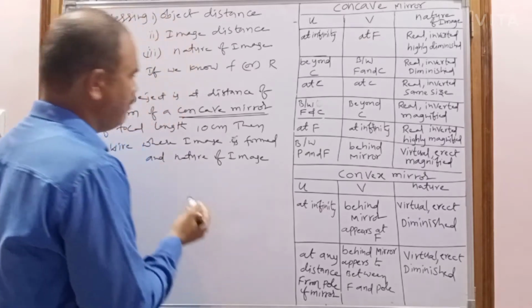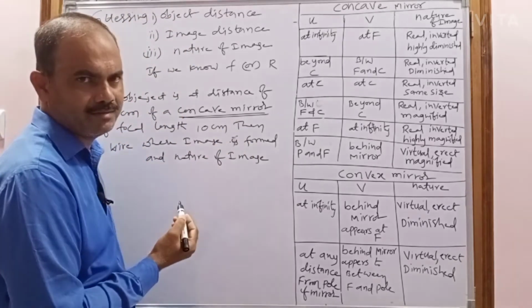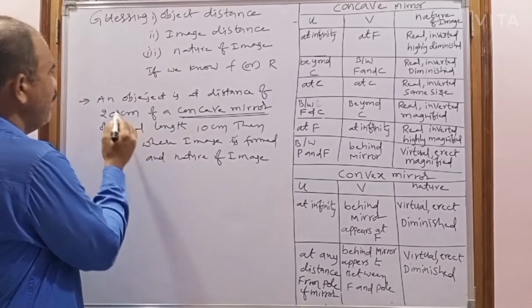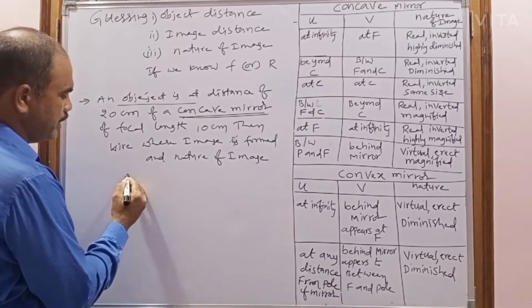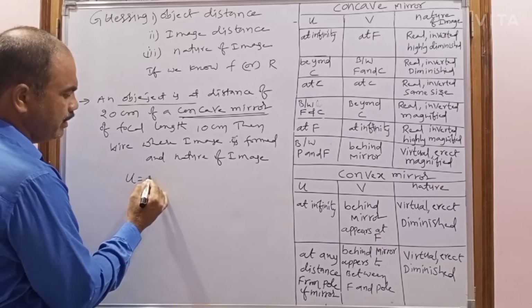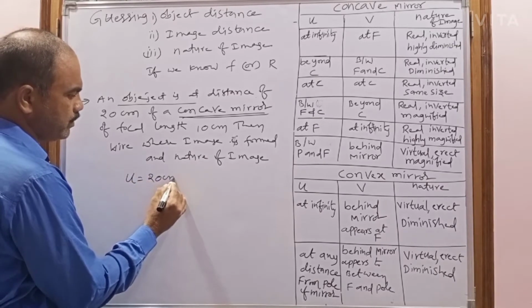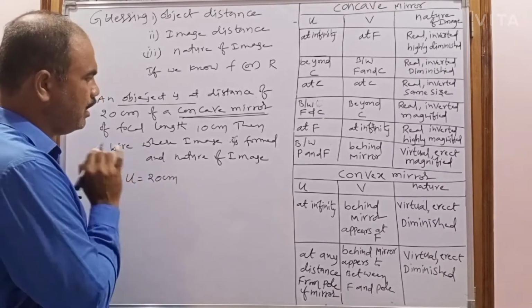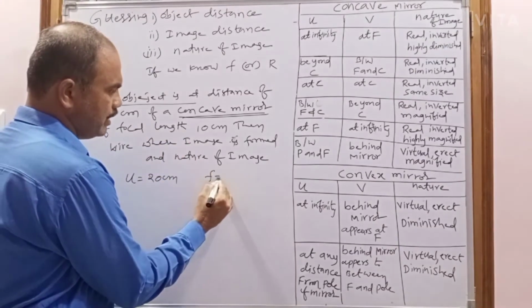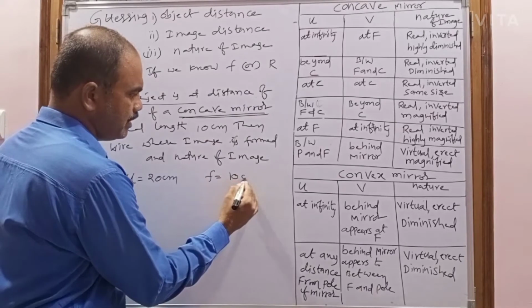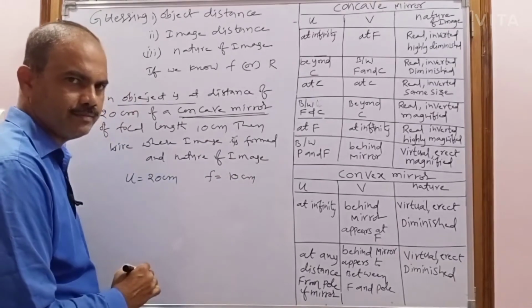Now in this problem, what is given? A concave mirror is given, and after that, the object distance is given. How much? 20, and the object distance is represented with which letter? U. So that is 20 centimeter. Write it down. After that, the focal length is given. That is how much? 10 centimeter. So write it.